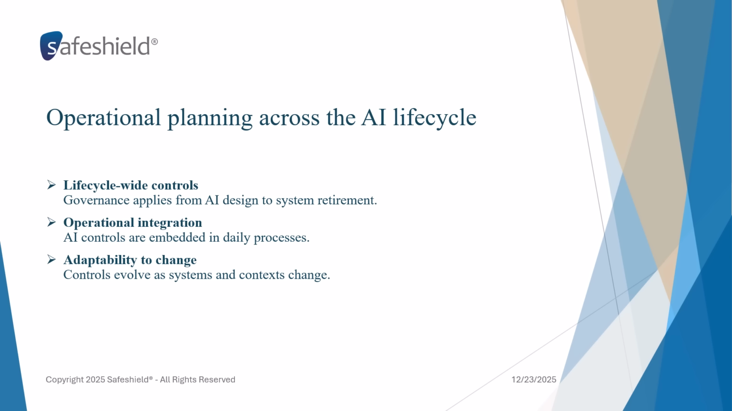Change management is a critical aspect of lifecycle control. AI systems evolve through retraining, parameter tuning, data updates, and integration with new processes. Each significant change may introduce new risks or invalidate previous assessments. Operational planning must therefore define what constitutes a significant change and how reassessment, approval, and documentation are handled.